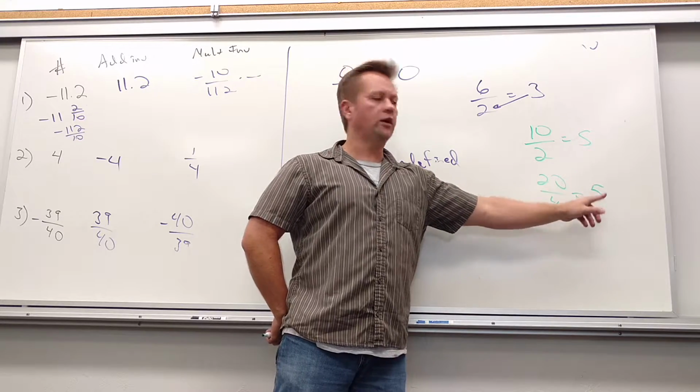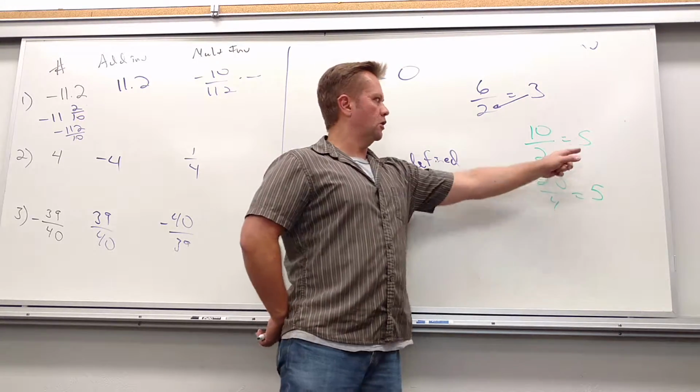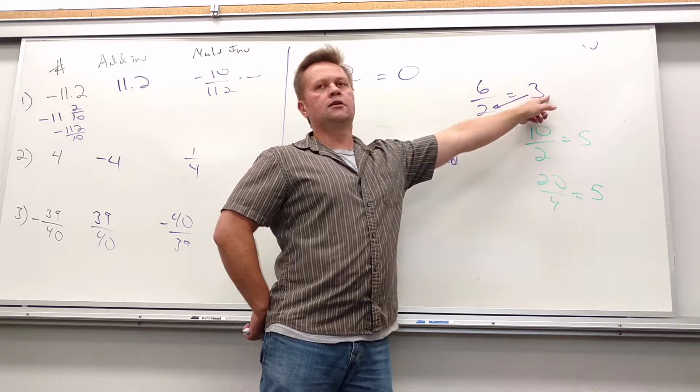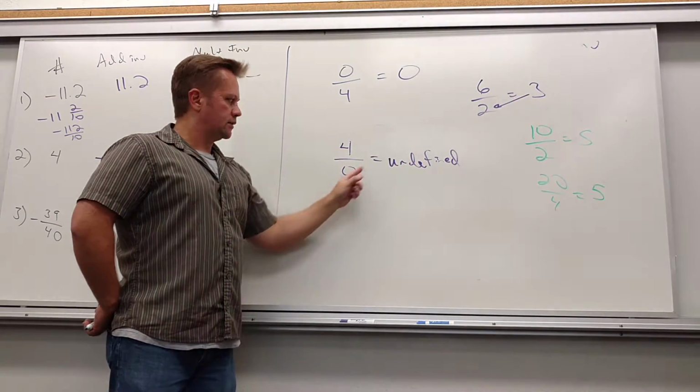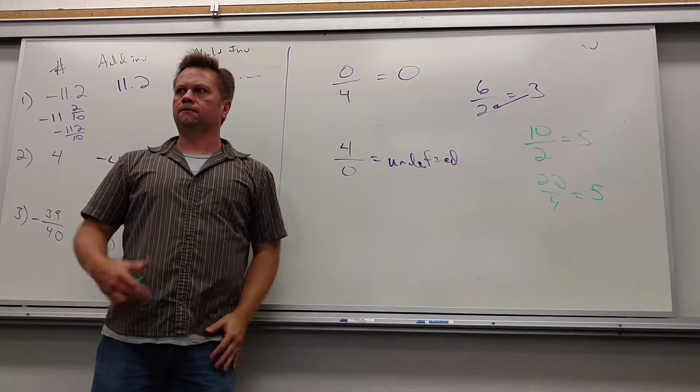This is defined. What number is defined to multiply by 4 to make 20? 5. What number is defined to multiply by 2 to get 6? 3. What number do I multiply by 0 to get 4? Undefined. There's no number defined to do that.